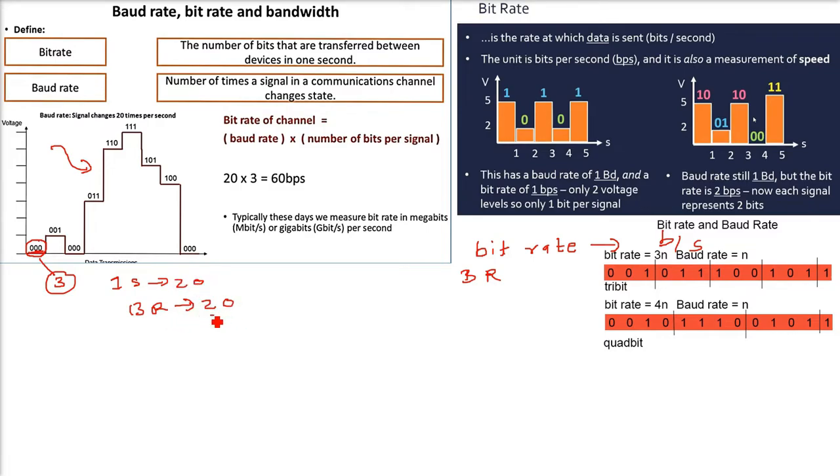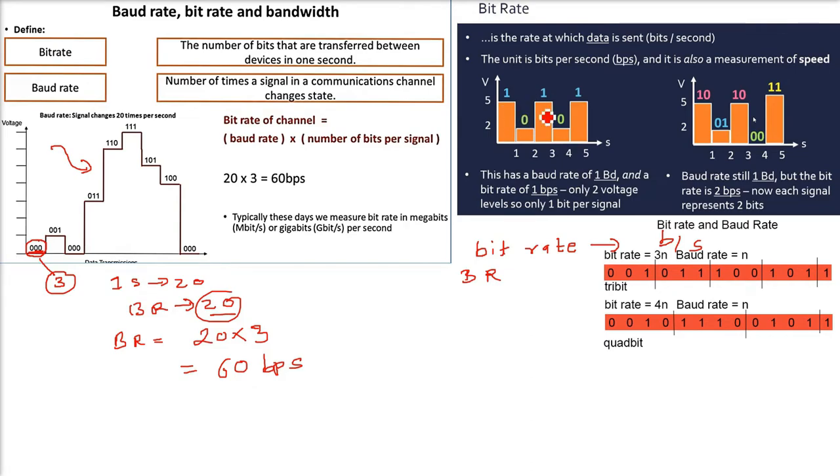So how do we get the bit rate? The bit rate will be the number of times the signal changes, that is 20, multiplied by the number of bits per signal, which is 3 in this example. 60 will be the bit rate, that is the bits per second, for the baud rate of 20.